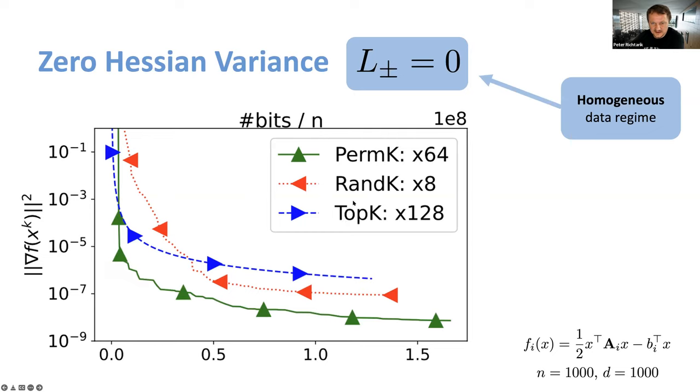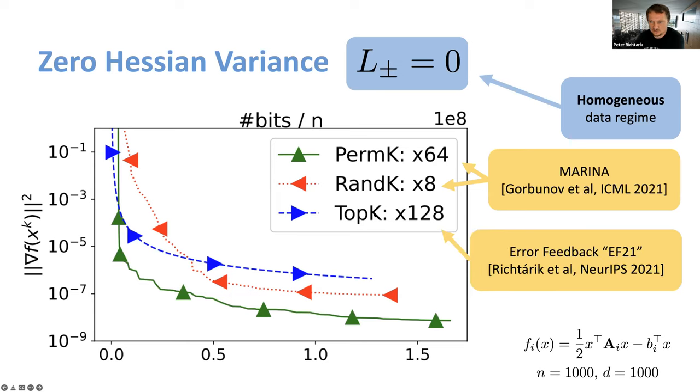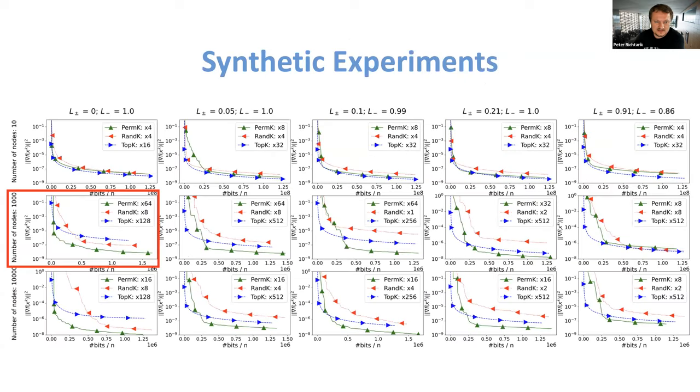But for top K, we need to use a different method. We need to use error feedback. Otherwise, this thing would not work. So Marina doesn't work with biased compressors such as top K. So we use the state-of-the-art error feedback method EF21. So this is what we get here when we control for Hessian variance. And the plot that I showed is this one, which is highlighted here.